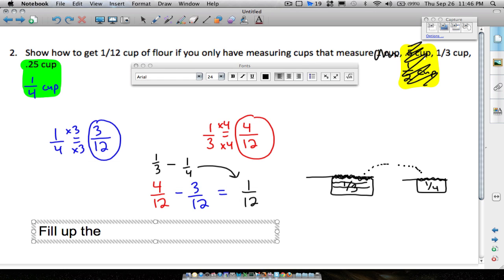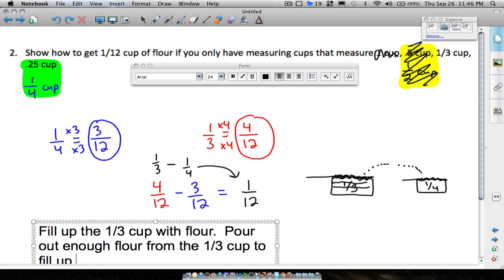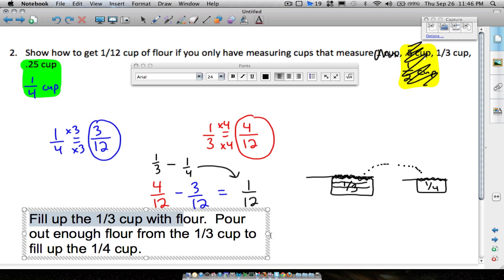Fill up the 1/3 cup with flour. Pour out enough flour from the 1/3 cup to fill up the 1/4 cup. Let me get some room here.